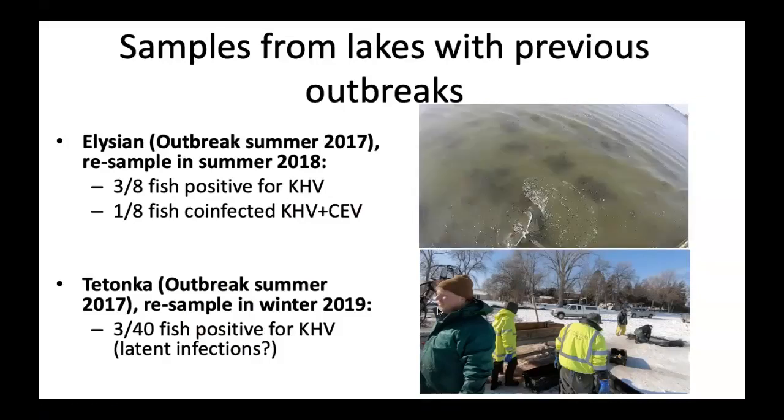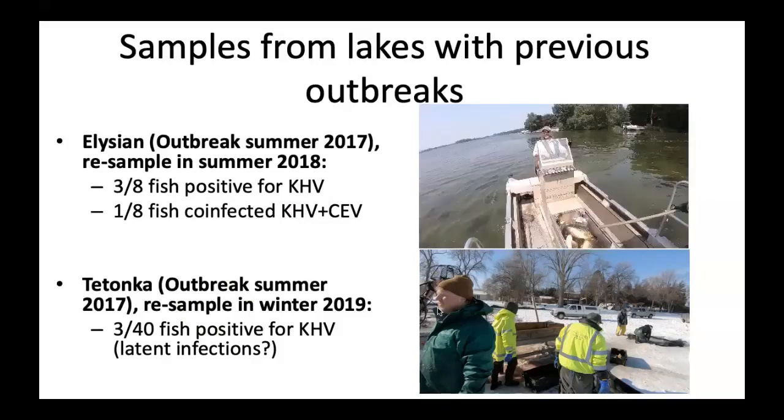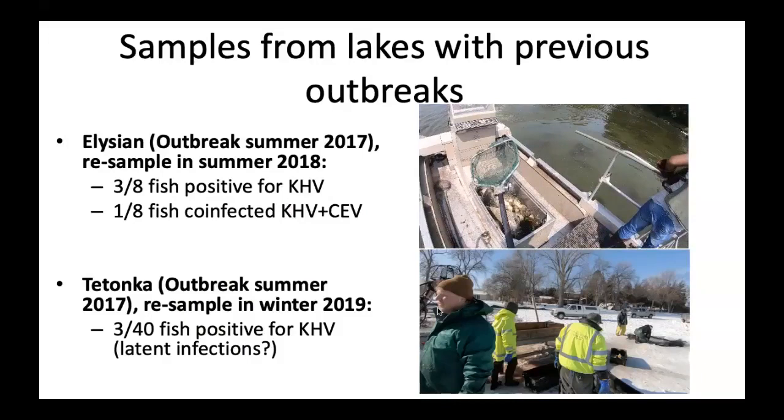So the reason why we sampled in the summer is because of those temperatures that are permissive for KHV reactivation. But I also was curious about sampling in the wintertime. So we sampled Lake Tatanka, which had an outbreak in 2017, but we resampled it in the winter just a few months ago. In that case, we sampled a lot more fish, but only 3 of them were positive for KHV. And all of those were blood samples, which makes sense because the virus actually goes into latency in a lymphoid cell that's found in the peripheral blood.